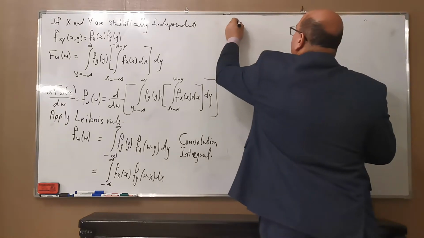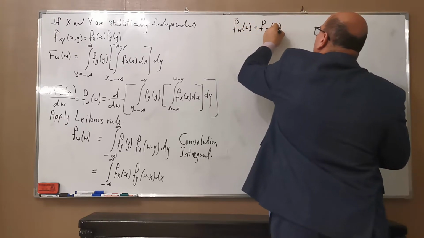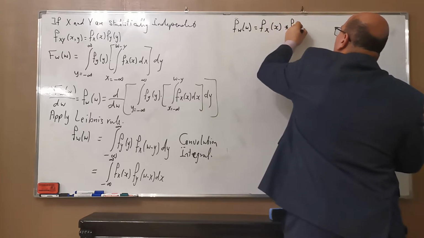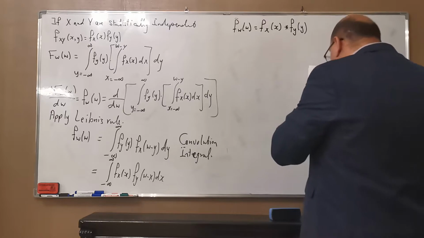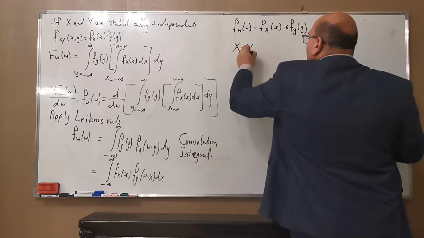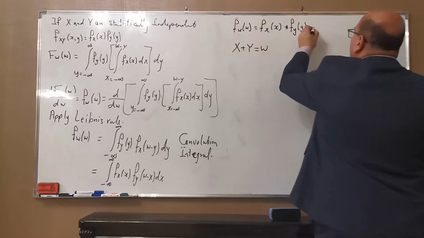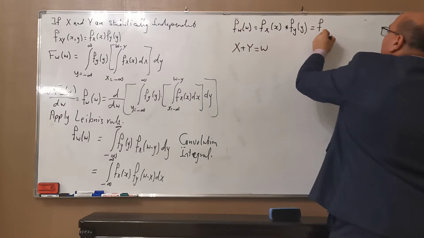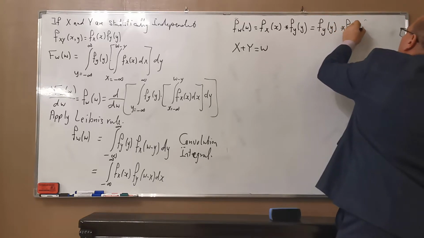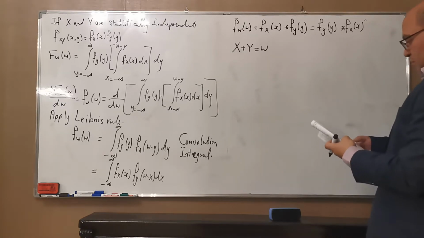So we can say that fw of w is equal to fx of x convolved with fy of y, given that x plus y equals w. Okay? And of course, this is also equal to fy of y convolved with fx of x. This is a commutative operation.